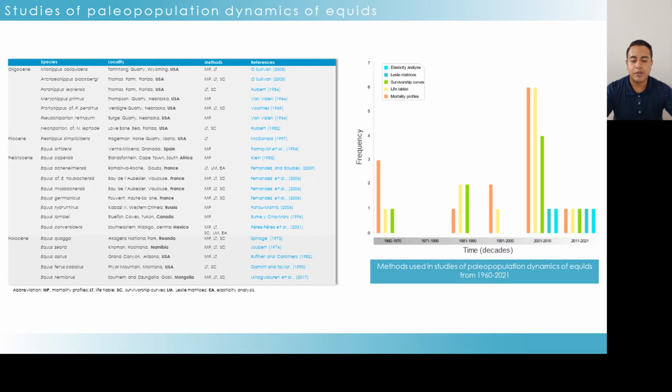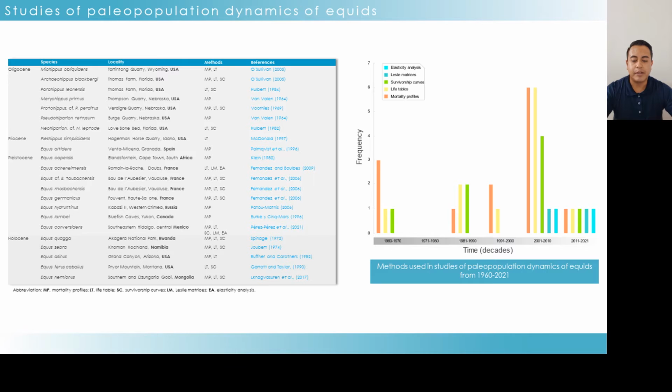The bar graph shows that the main methods employed through the last century have been mortality profiles and life tables. However, other methods such as projection matrices and elasticity analysis have been used in recent studies to complete information obtained from mortality profiles and life tables. Several of these studies come from localities in USA and France.